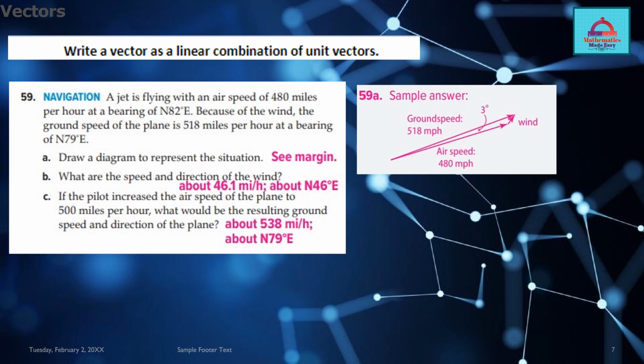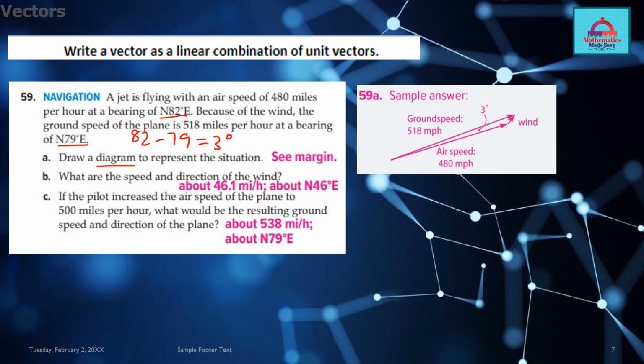So for question number 59, the answers are given to you here. In the first part, part A, you have to draw the diagram to represent the situation. So here you see carefully, the ground speed is 518 miles per hour, the air speed is 480 miles per hour, and in between they have 3 degrees of angle difference, because the direction here is given to be this and this. So 82 minus 79 is going to give you 3 degrees. So both are northeast direction. That's why both the vectors are in the northeast direction in the diagram.